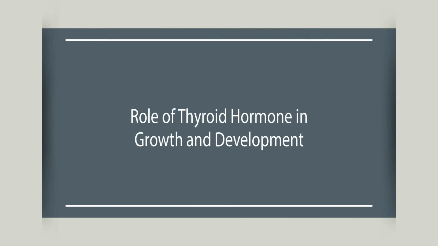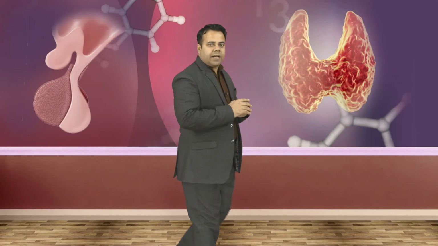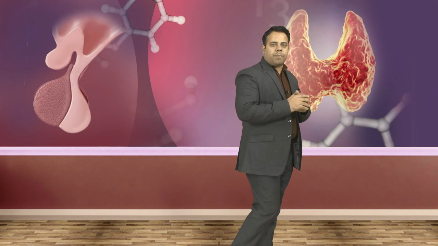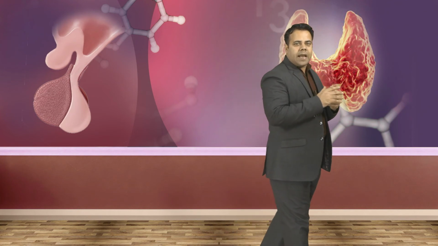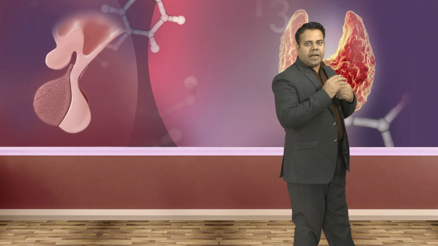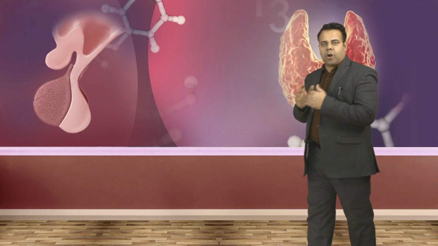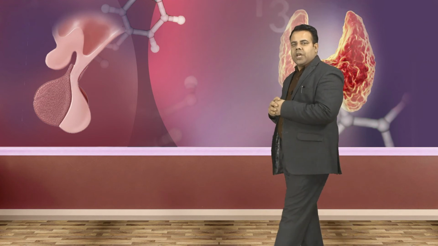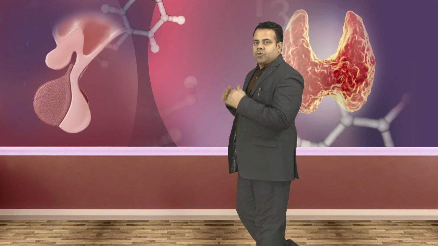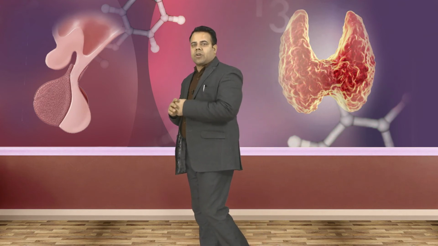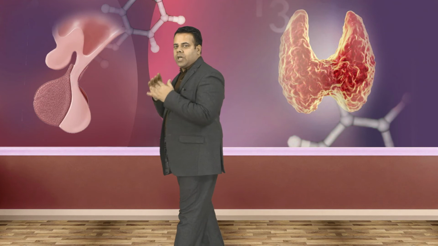Dear students, now let us discuss the role of thyroid hormone in growth and development. It is clear that T3 and T4 play an important part in growth and development in utero as well as in the growing child and indeed the adult. The best way to appreciate the involvement of these thyroid hormones in these processes is to consider the clinical conditions associated with low and high circulating levels of these hormones in the blood.